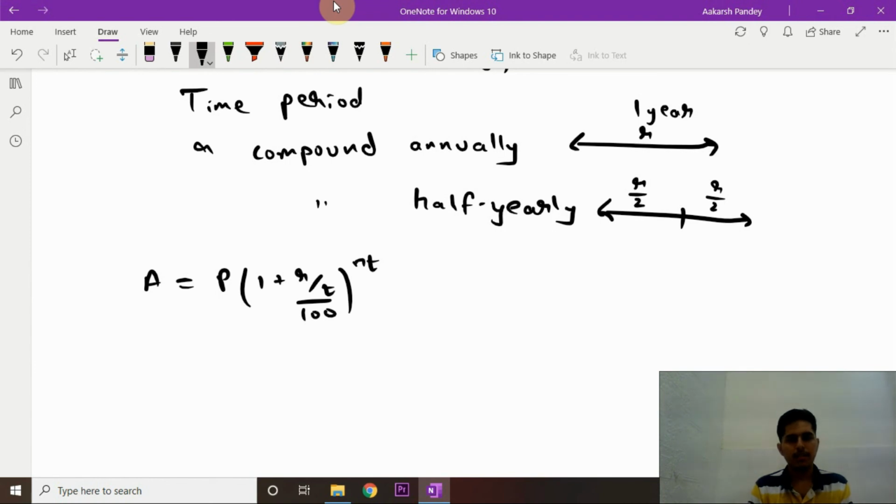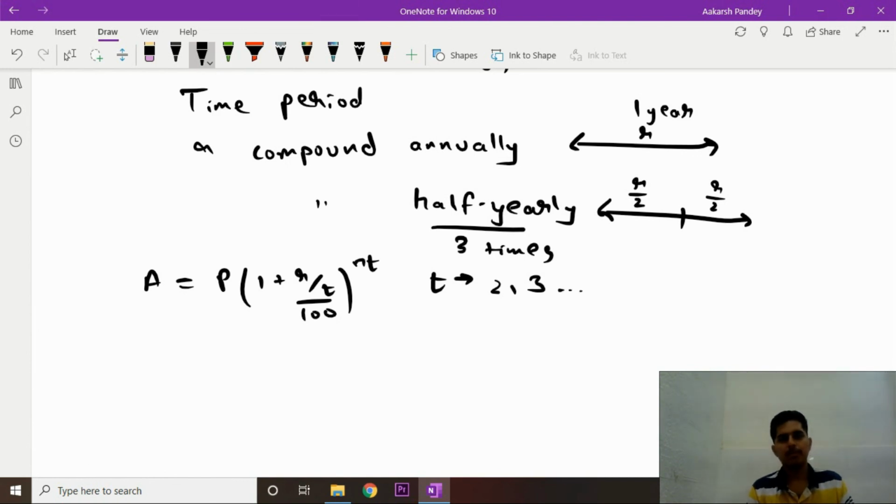Now n is my number of years, T is the times it is compounded. If it is compounded half yearly, then T will be 2. If it is compounded 3 times in a year, then my T will be 3, or it can be any number. If they compound it annually, then it is just 1. If they compound it quarterly, then it will be 4. So this was quite a small variation. They normally won't test you so deeply in compound interest, but sometimes they might give you this formula. So if you have an idea, it will be great.